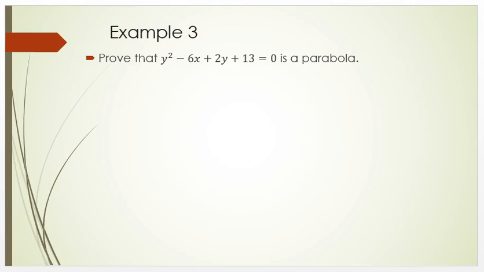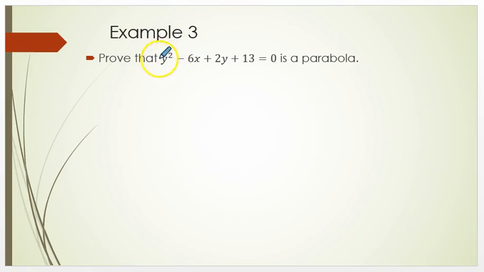So here's the example of what I just described. The examples are usually phrased in one of two different ways. Sometimes they will say prove that it's a conic, a specific conic like a parabola or an ellipse. Sometimes it will just say get it into standard form using completing the square. But either way, they're asking you to do the same thing that I just described.